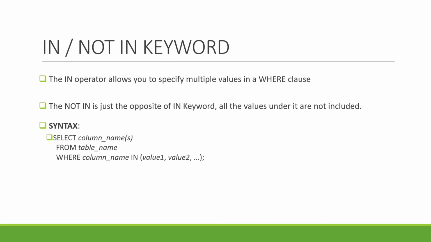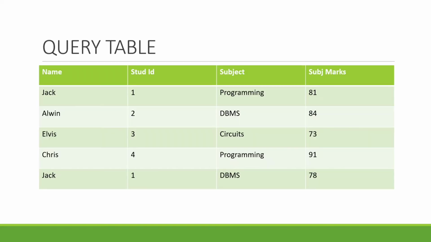To make this more clear, I will show you an example. First, just look at the syntax of the IN keyword. It says select column name, whichever column you want to select from the table, where column name in value 1, value 2, and so on. So basically the where condition will have multiple values in it. There is another keyword named NOT IN, which is just the opposite of IN. Let's look at an example to demonstrate this.